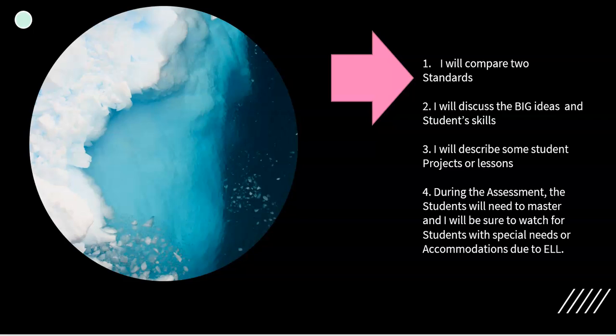I'm going to compare two standards, first of all, and then second of all, I'd like to discuss the big ideas and the student skills. On number 3, I'd like to describe some student projects or lessons. And number 4, during the assessment, the students will need to master, and I'll be sure to watch for students with special needs or accommodations due to ELL.